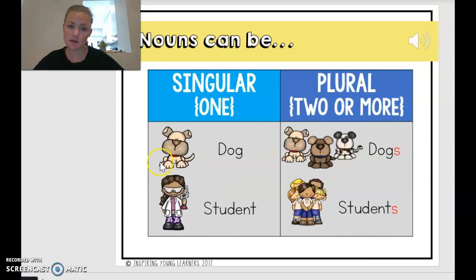Now here are some other things that we can also say as a singular noun or a plural noun. Dog, dogs. Student, students. There's many students.